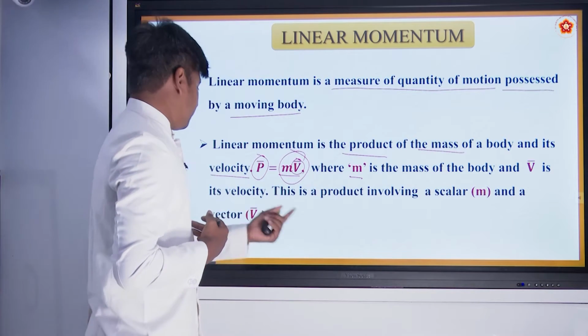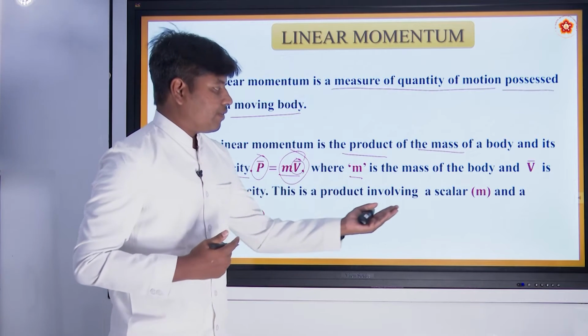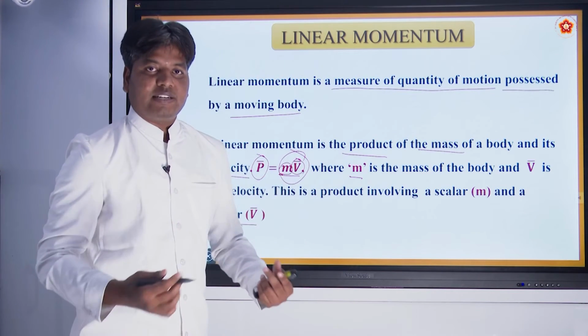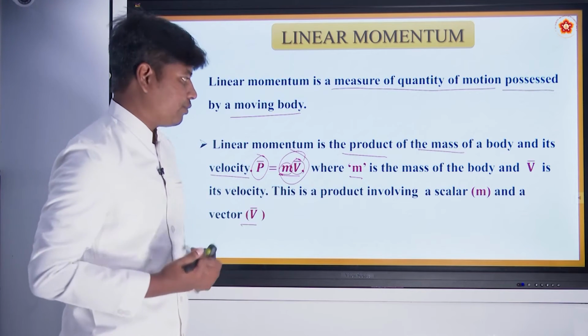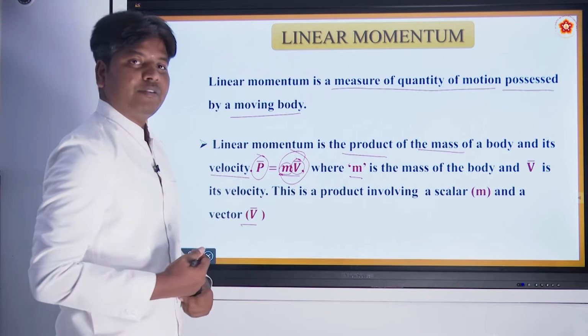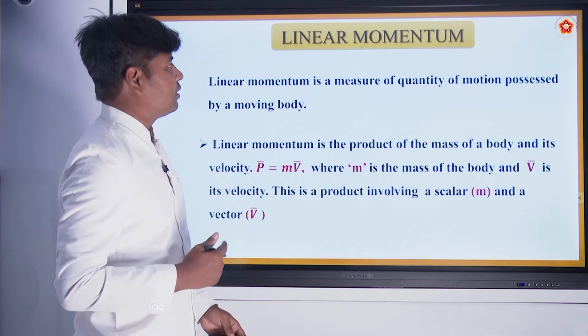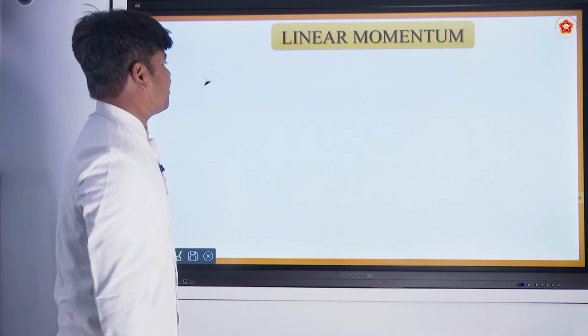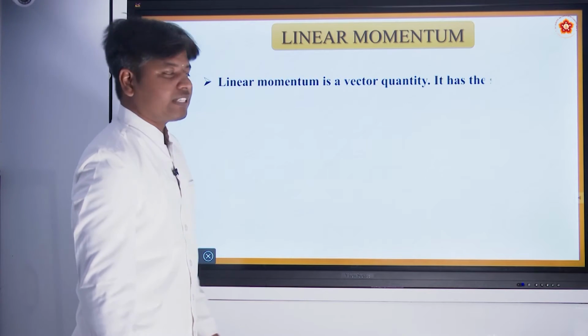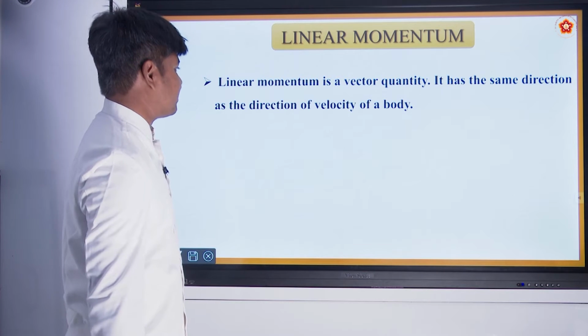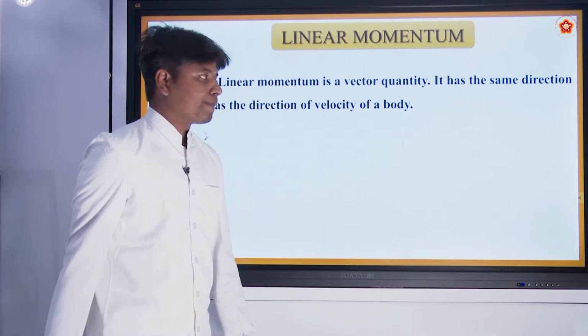This is a product involving a scalar. Mass is always a scalar. It does not have any direction, it has only a value, which is called its magnitude, and a vector v. Alright. This is about linear momentum. Linear momentum is a vector quantity, which I have already discussed, and it has the same direction as the velocity of the body.